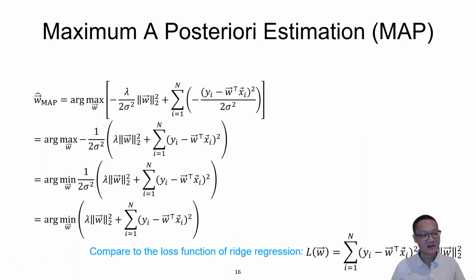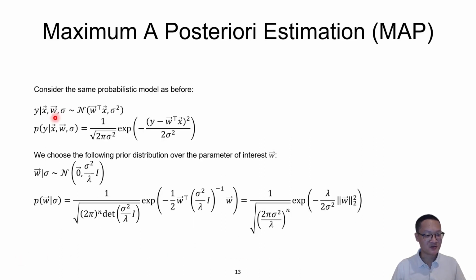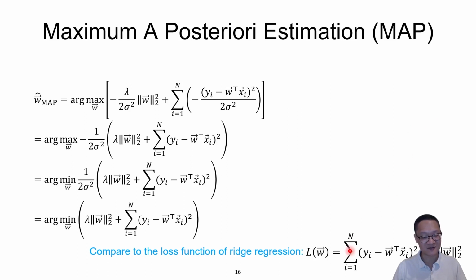So what that means is that if we choose a prior distribution of this form, where we have a zero mean distribution and some diagonal covariance, this is basically saying that the different components of W are independent from each other. That's what the covariance is saying. And the zero mean is saying that smaller values of W are more likely. So smaller norms of W are more likely. So given this prior distribution, it turns out that the best W is actually the same as the one that we would get from ridge regression. So that gives us a probabilistic interpretation of ridge regression.